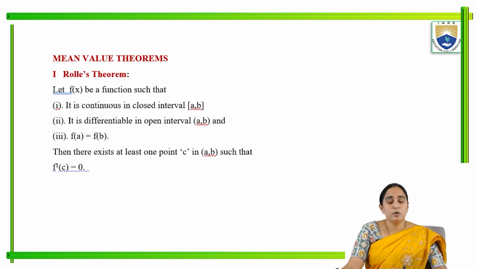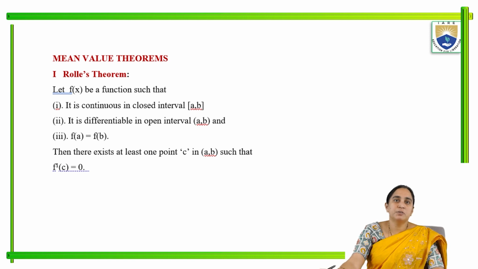Before going through that, what is the statement of Rolle's theorem? Let f of x be a function such that it is continuous in the closed interval a comma b, second, it is differentiable in the open interval a comma b, and third, f of a is equal to f of b. Then there exists at least one point c in (a, b) such that f dash of c is equal to 0.